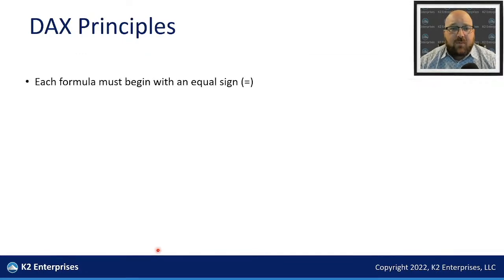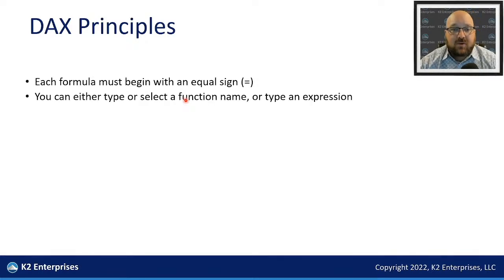Okay, other principles with DAX. Every formula begins with an equal sign, period. When we go to write a formula inside of this, we're going to name the column or the measure, space, equal, space, and then write whatever we want it to be, but it will begin with an equal sign. You can either type a function name or you can use an expression. I will tell you that it will try to guess what you're talking about here and will attempt to autocomplete whatever expression you are working with. And I personally love that. I think that is a great method and one of the best ways to do it.